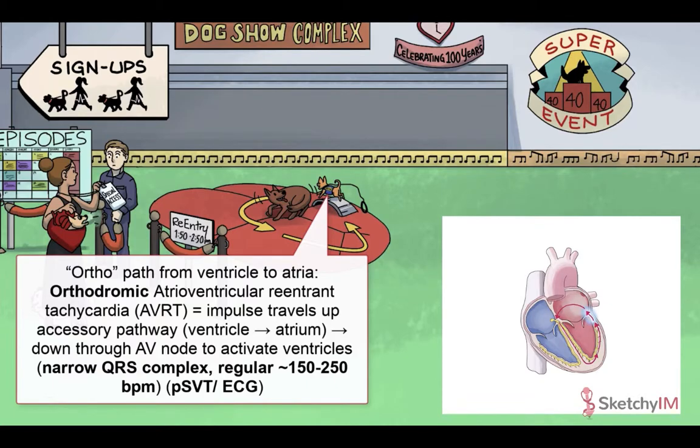Cuteness aside, focus on that loop outlined with the arrows. We're heading through the AV node to activate the ventricles. This activates the normal conduction system, creating a narrow, regular tachycardia. Again, that's orthodromic AVRT. When the circuit goes the other direction, antidromic in other words, the ventricles are activated incorrectly and the depolarization is prolonged.